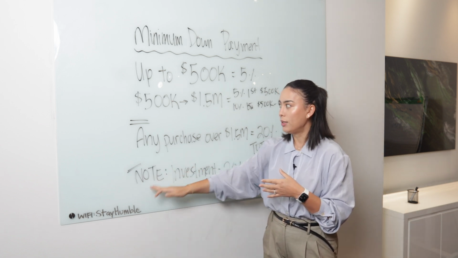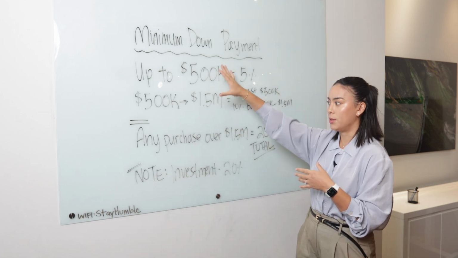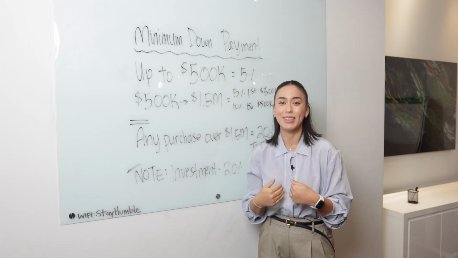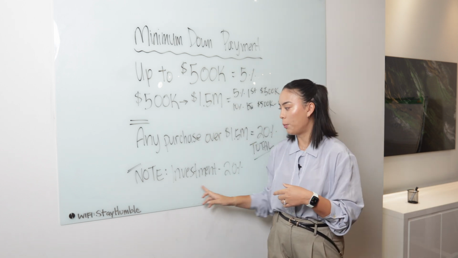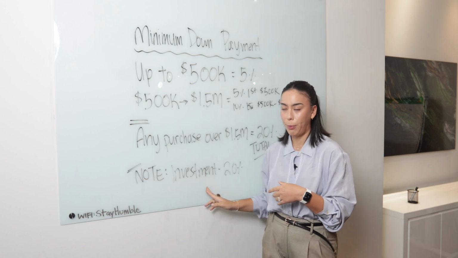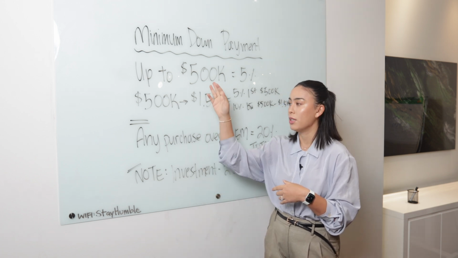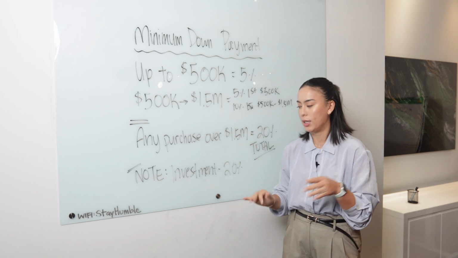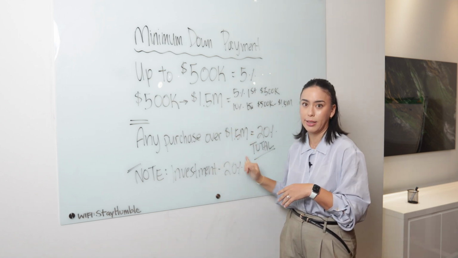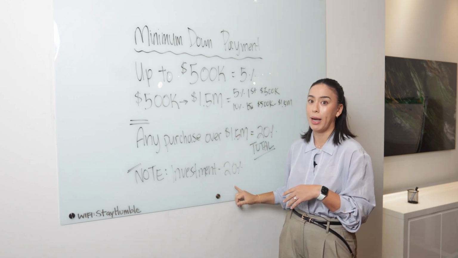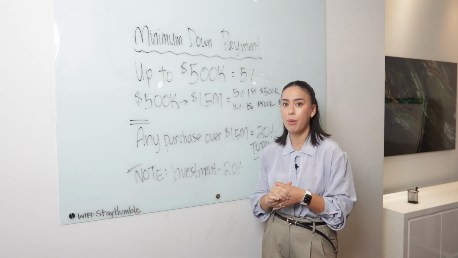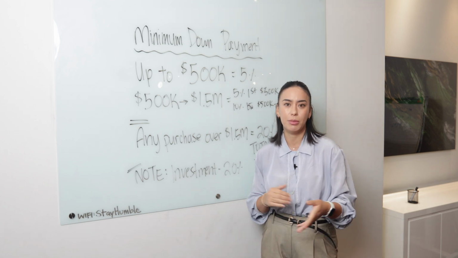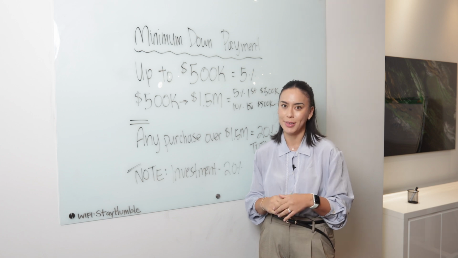And last but not least, all of these sections here are only for people that are looking to purchase it as their primary residence. If you are purchasing anything as an investment property, it doesn't matter if your purchase price is $500,000, if it's $750,000, if it's $1.5 million, it doesn't matter what it is. It's always going to be this blanketed 20% total amount. So just make sure that you're aware of that, because your minimum down payment for investment properties is very different than your minimum down payment for primary residences.